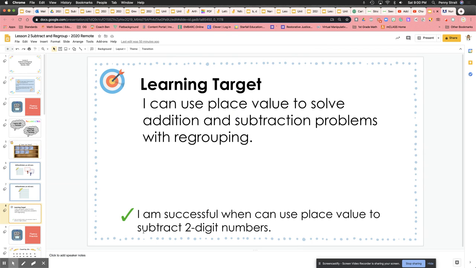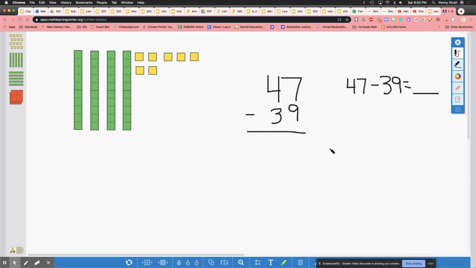Our learning target today is I can use place value to solve addition and subtraction problems with regrouping. Today, we're going to continue our work on two-digit subtraction. Your success criteria is I am successful when I can use place value to subtract two-digit numbers. We've been working really hard at subtracting two-digit numbers using place value and a standard algorithm.